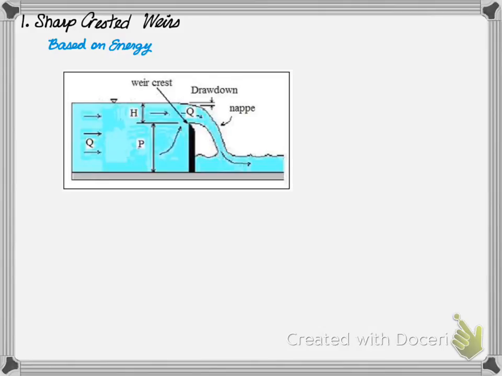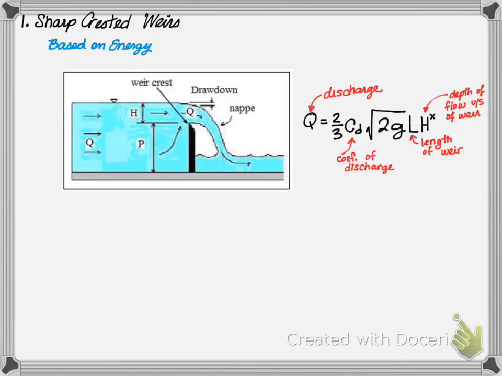As flow goes over the weir, the depth goes through critical depth at the weir. Therefore, the flow rate can be determined as follows. Q, the discharge, is equal to 2/3 times CD, the coefficient of discharge, times the square root of 2g, where g is gravity, times L, the length of the weir, which is perpendicular to the flow, so the length of the weir through the paper or through the board, times H, the depth of flow upstream of the weir, raised to a power x.